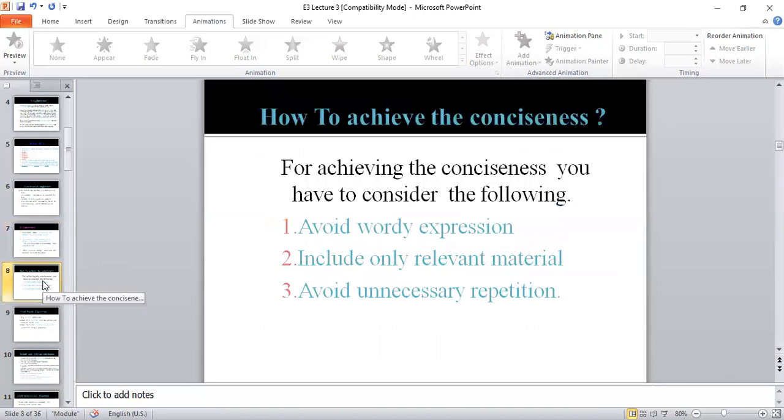Now, here comes a question. How can we bring conciseness in our communication? How can we adopt it? For achieving that conciseness, we have to consider the following points. There are 3 points, and we will be discussing them one by one in detail in the following slides. Number one, avoid wordy expression. Two, include only relevant material. And then, avoid unnecessary repetition. Let's discuss them one by one.